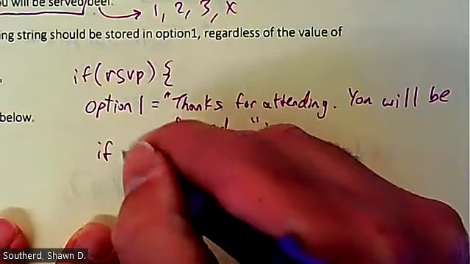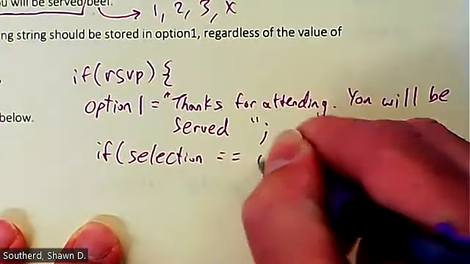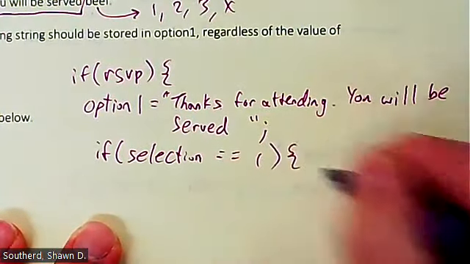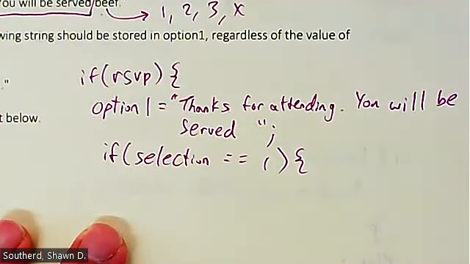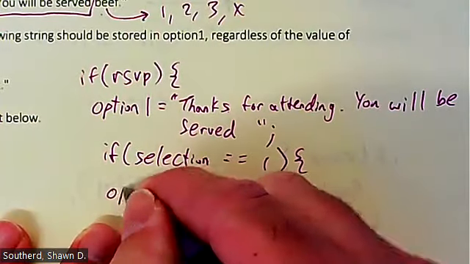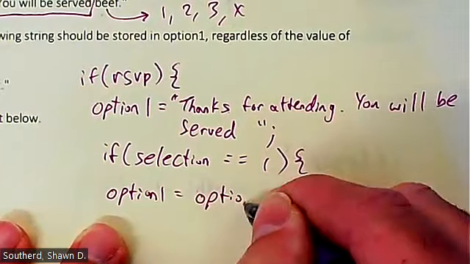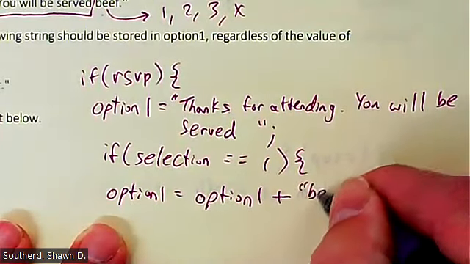So at this point, I said, hey, what if the selection is equal to, double equals, that value of 1, just like we did above? Well, then at that point, I need to remember we're not printing anything. We are merely storing it. So I can take option 1 and use what's already in option 1 plus, and that plus is for a concatenation. In this case, selection's 1, right? So it's going to be beef.